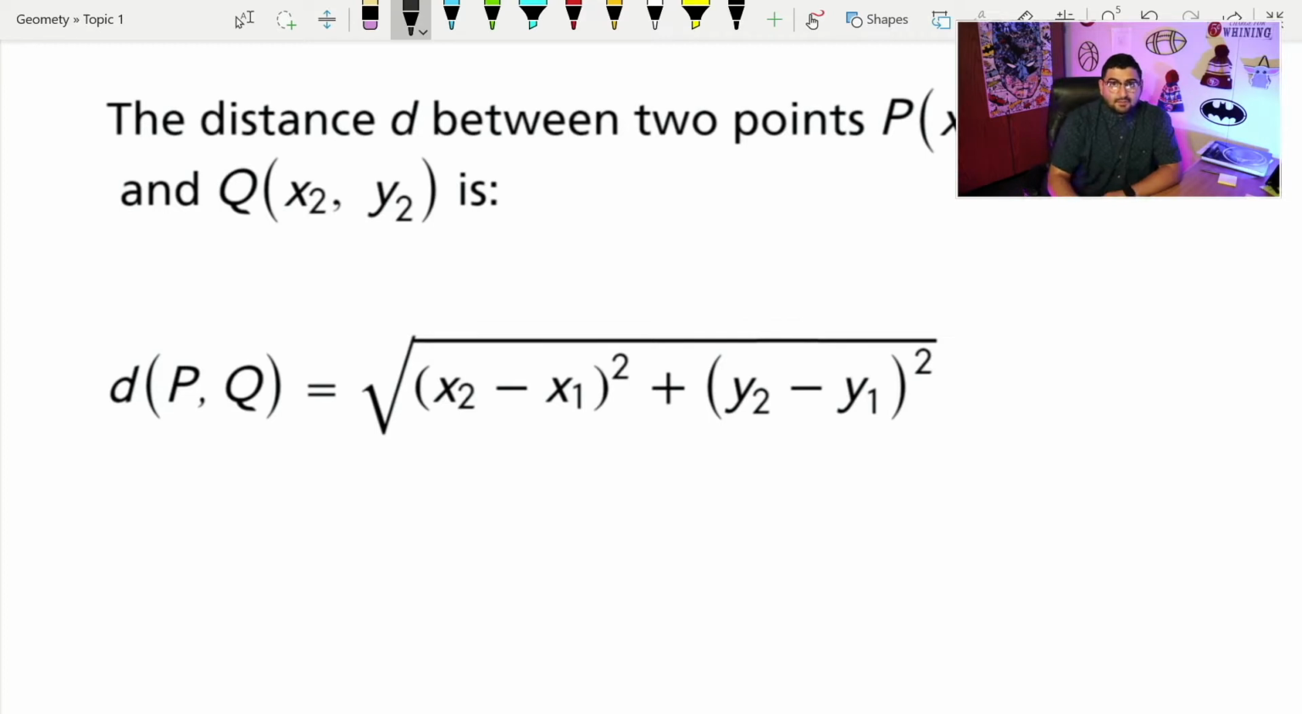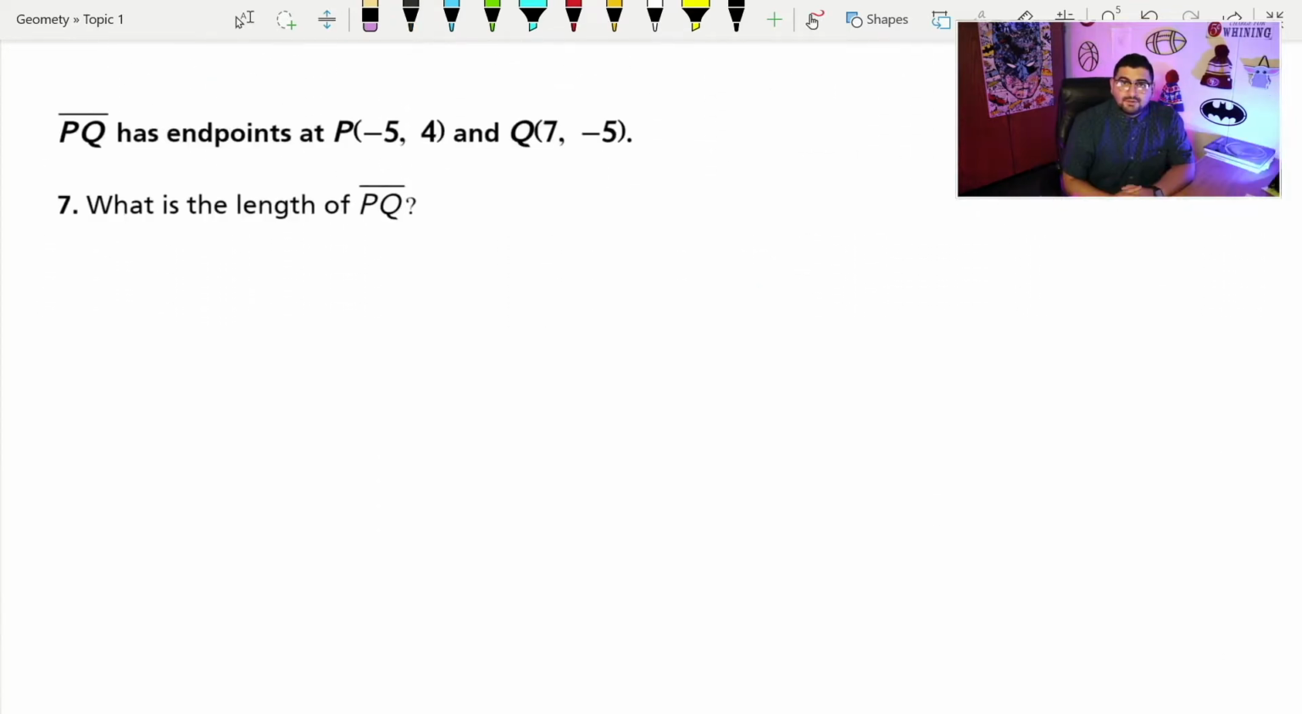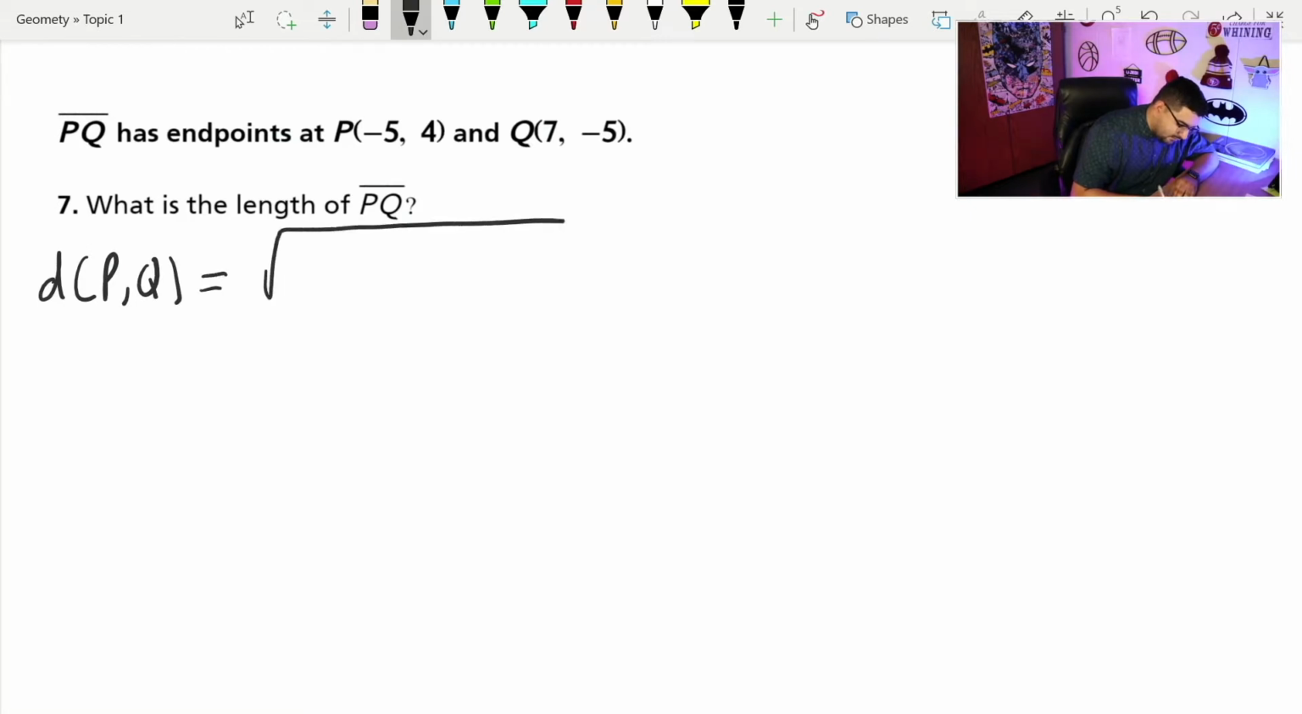Okay, let's jump straight into how we use this formula to solve some popular questions. A lot of times problems will look like this. For this first problem, PQ has the endpoints of P (-5, 4) and Q (7, -5), and it wants to know the length of PQ. The first thing we're going to do is write out our distance formula. We want the distance between P and Q, and that's going to equal the square root of x2 minus x1 squared plus y2 minus y1 also squared.